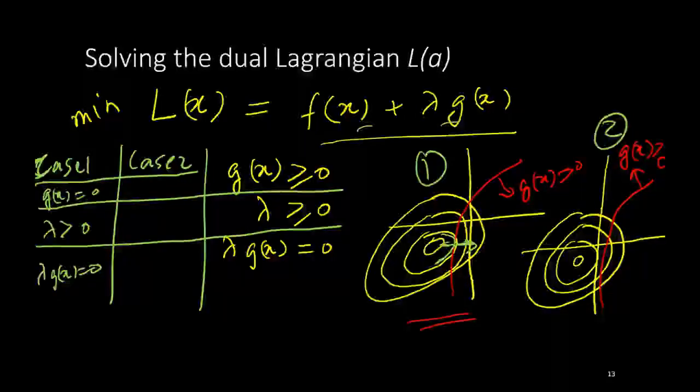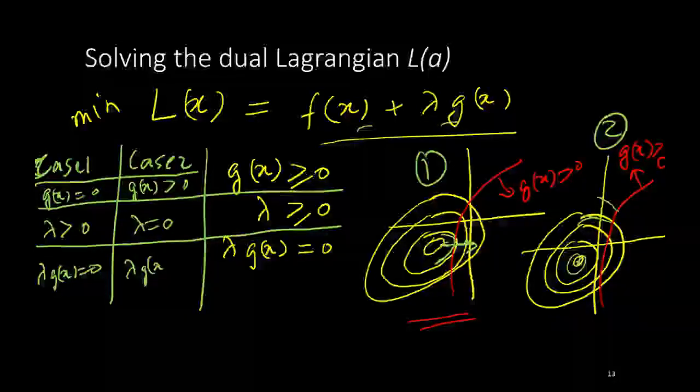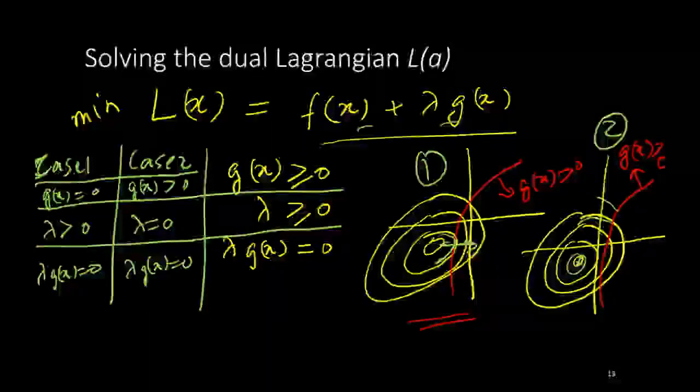Case 2: when g(x) greater than 0 lies in the same region where the unconstrained f(x) is minimized, then g(x) actually does not matter. We are just minimizing f(x). That means lambda is 0. So in this case you will have lambda equal to 0, and g(x) will be greater than 0 because we are not on the red boundary, we are on the left side of the red boundary. Because lambda is 0, again we will have lambda times g(x) equal to 0. So the conditions are satisfied for both cases.